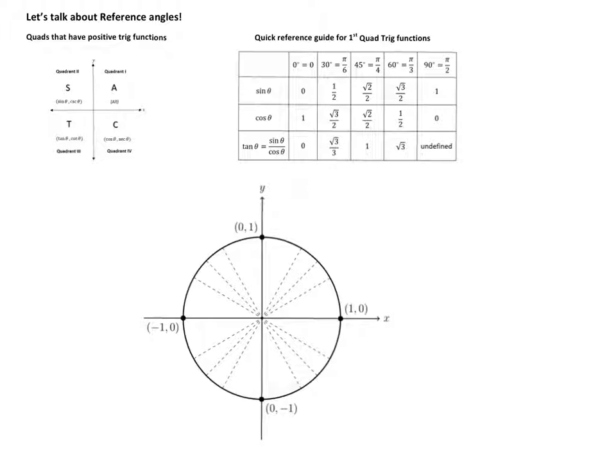And I want to stick to some of our basic angles, which would be our 30 degree, 45 degree, 60 degree, and 90 degree angles. So let's first look at the angles that lie on the x and y axis.